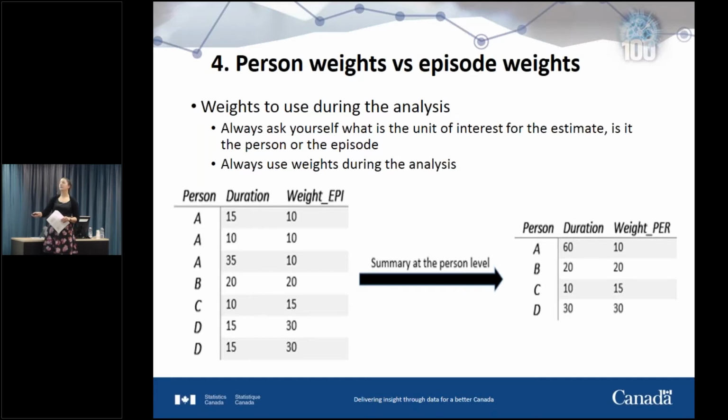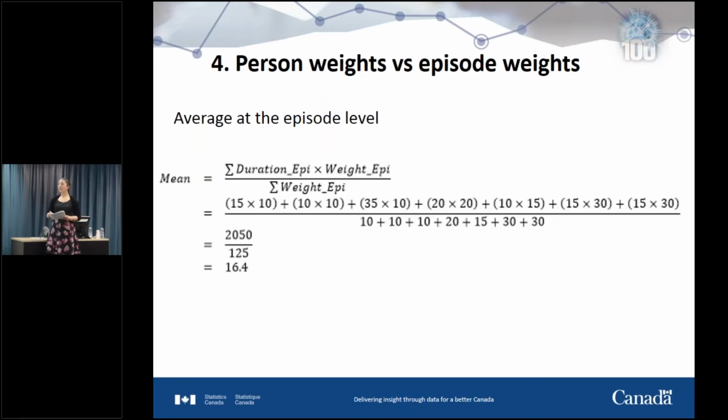And on the right, you have a main file. As you can see, we have the total duration for each respondent. So here we had 3 episodes. We sum up the 3 durations, we get the 60 here. And as I mentioned, the person weight is applied to each episode, and it is now called an EP weight, episode weight. So if we want to do the average at the episode level, so we have all the episodes that contribute separately.